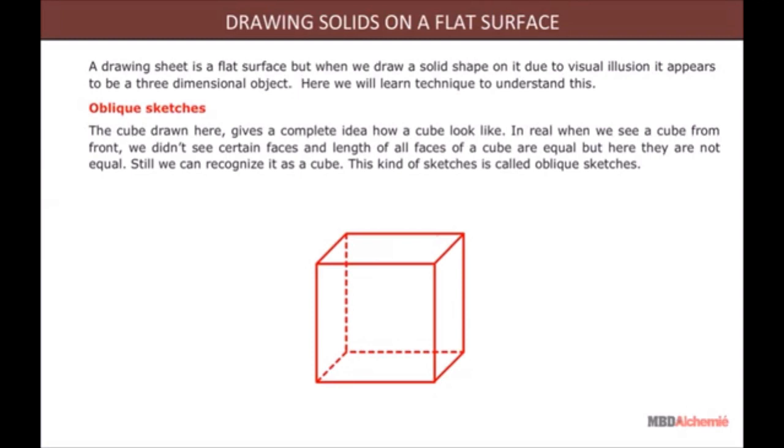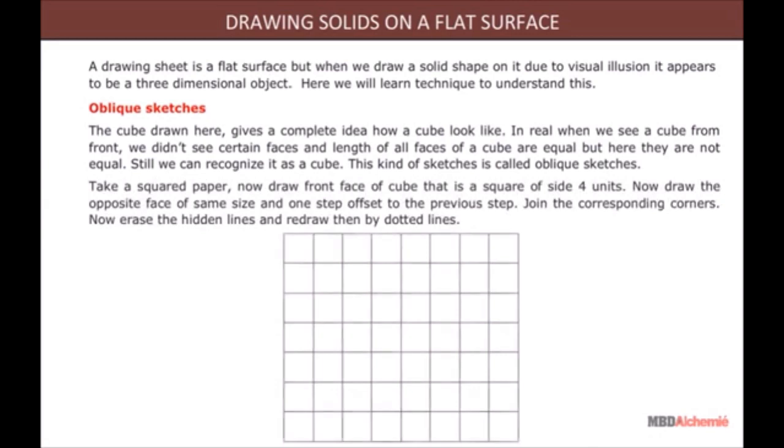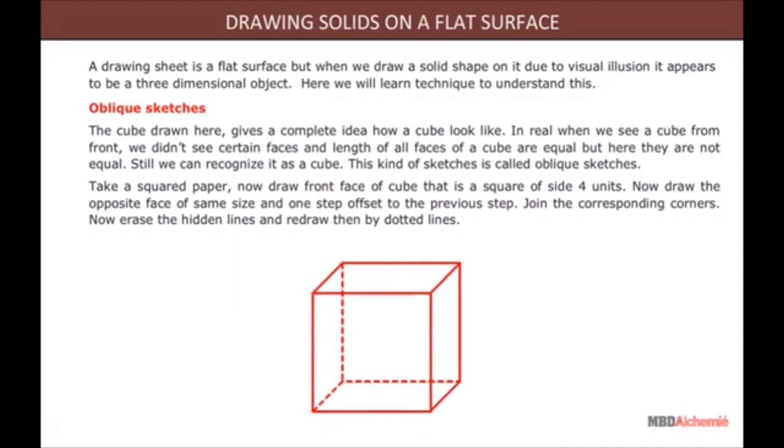To draw an oblique sketch of a cube of measure 4 by 4 by 4, take a squared paper. Now draw the front face of the cube, that is a square of side 4 units. Now draw the opposite face of the same size, one step offset from the previous one. Join the corresponding corners. Now erase the hidden lines and redraw them by dotted lines.